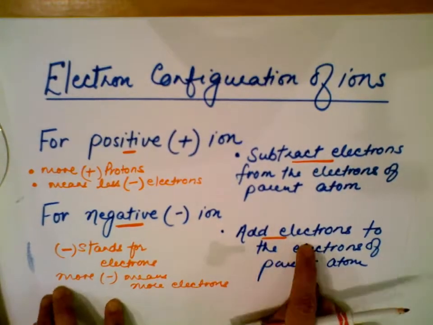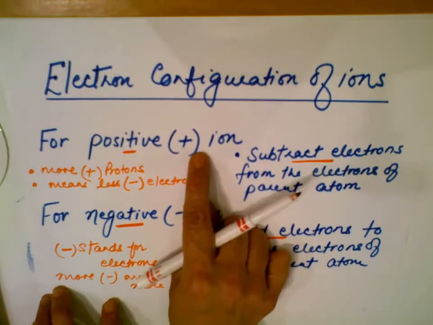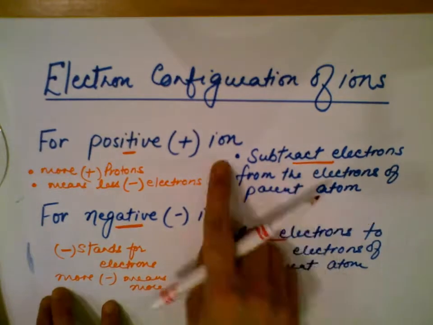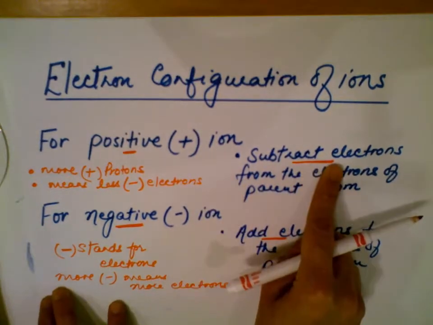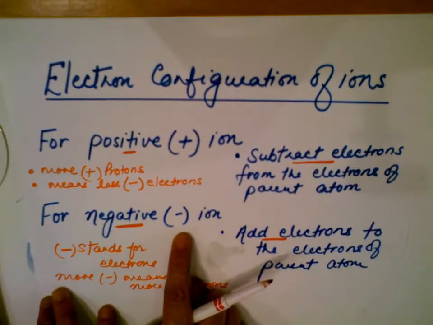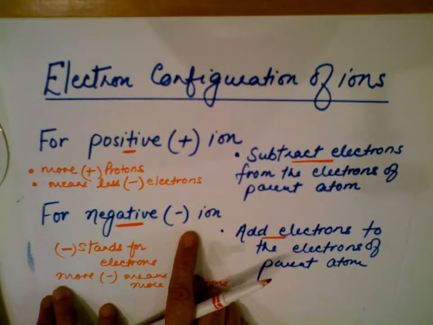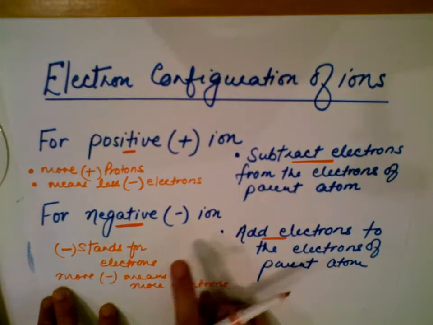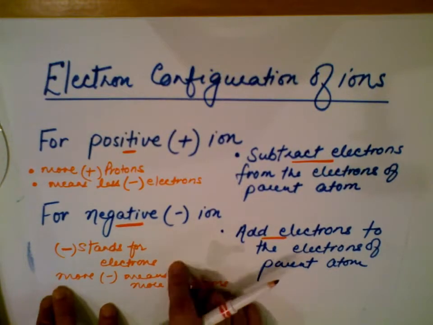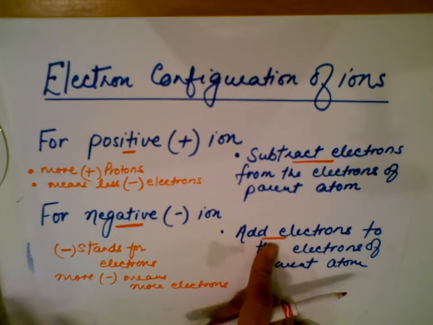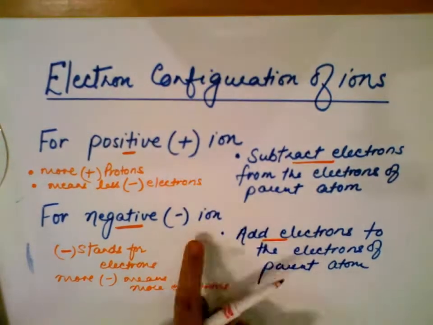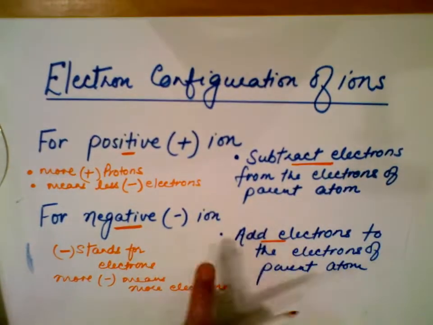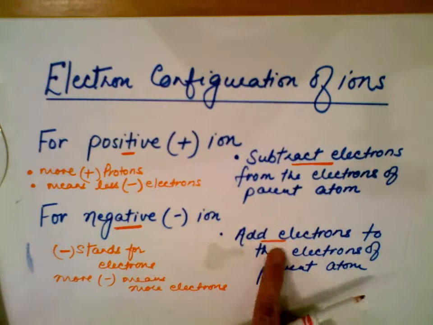And why are you doing that? Because positive stands for protons, and there are more protons when there are fewer electrons. So that is why you are subtracting electrons from the parent atom. And when you see a minus charge, a negative ion, just add electrons. And why are you doing that? Because negative stands for electrons, and there will be more electrons if you are adding more electrons. So plus stands for protons and minus stands for electrons. When you see positive, you subtract electrons. When you see the negative sign, you add electrons.